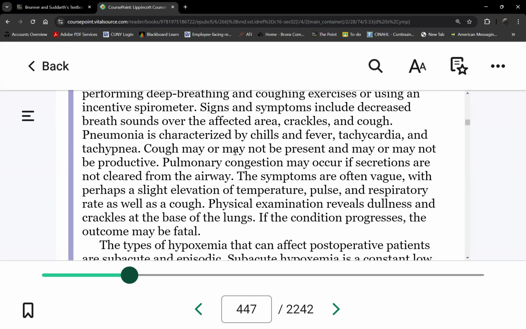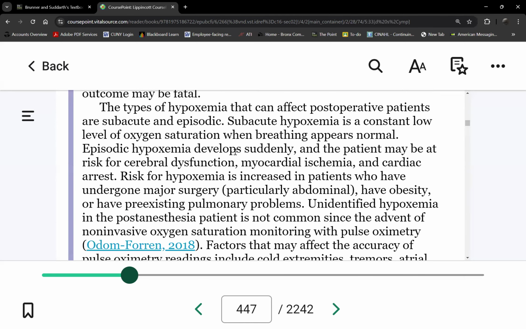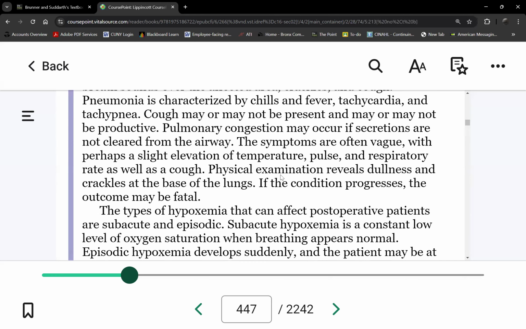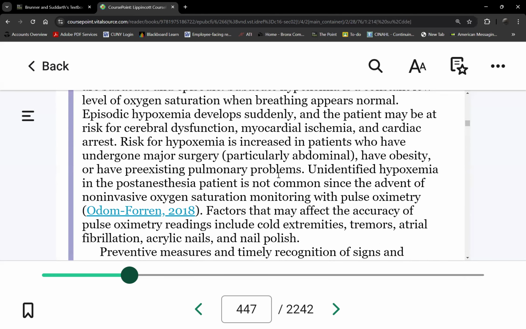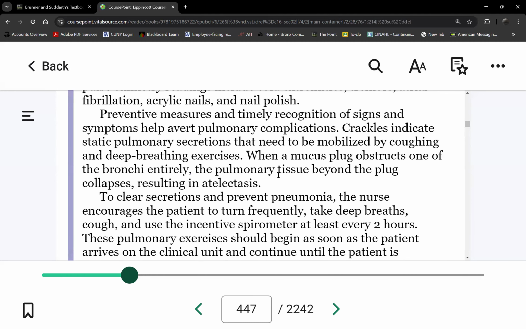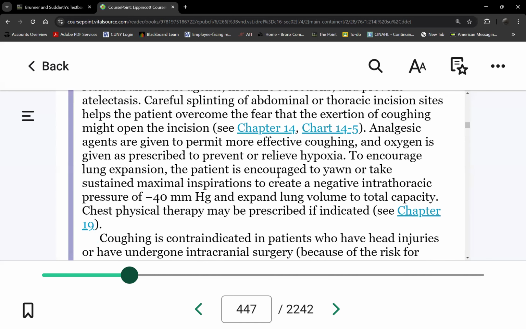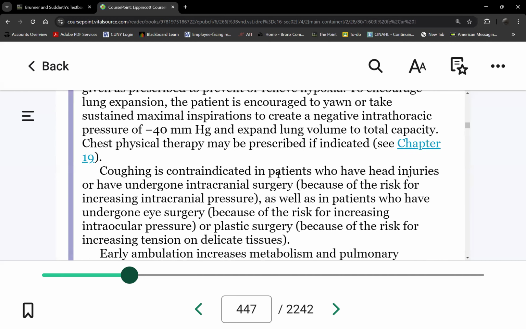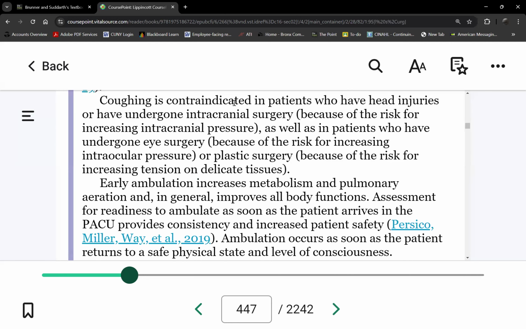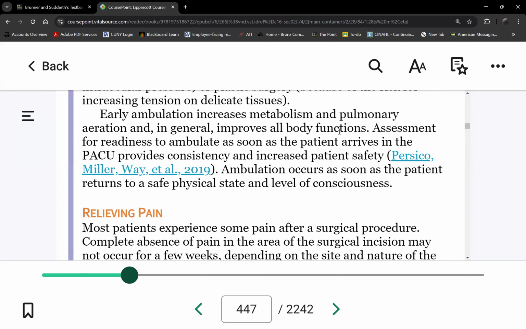Since we cannot absolutely prevent pneumonia, you should be able to assess or recognize the presence of pneumonia early. The signs and symptoms are here. Please read them on your own. Hypoxemia is one of the early signs of pneumonia. Best would be if the patient can ambulate. If the patient can ambulate, this would be even better than an incentive spirometer. Ambulation is the best. Coughing is contraindicated in patients who have head injuries, etc. And like I said, early ambulation is best.